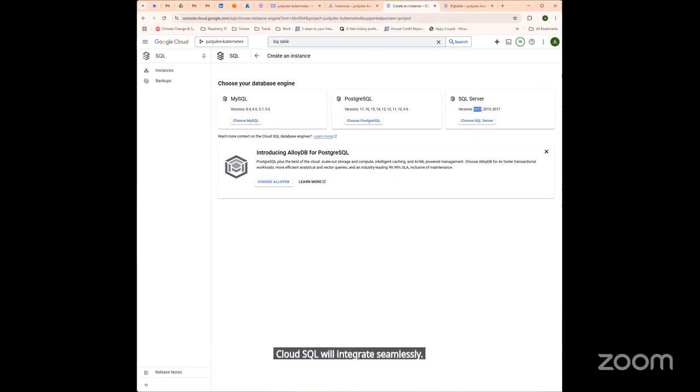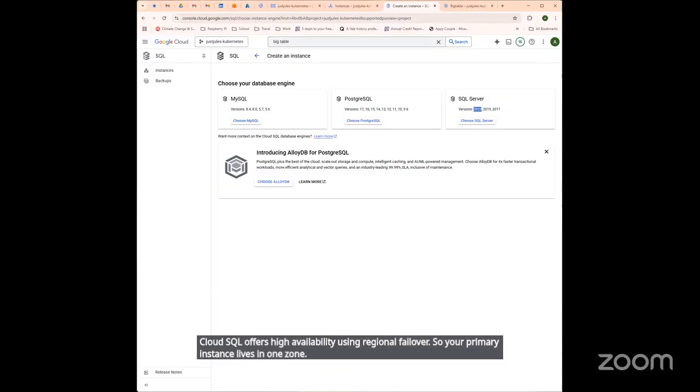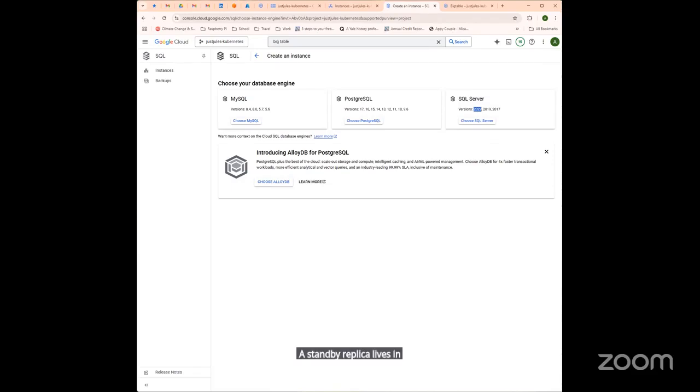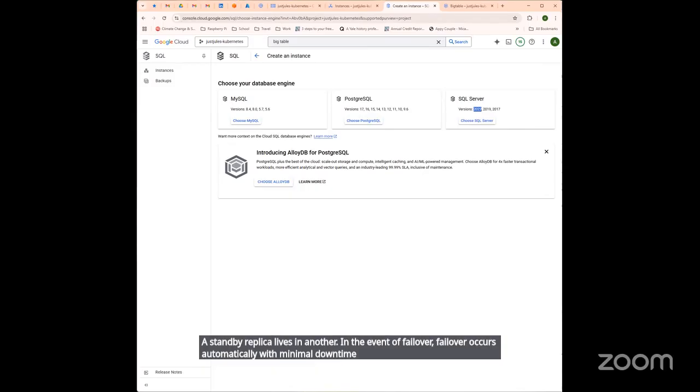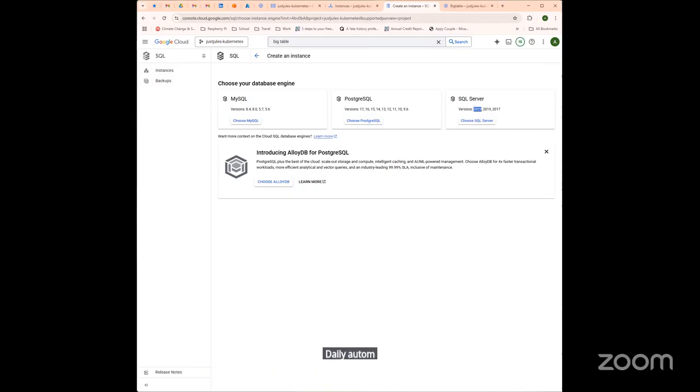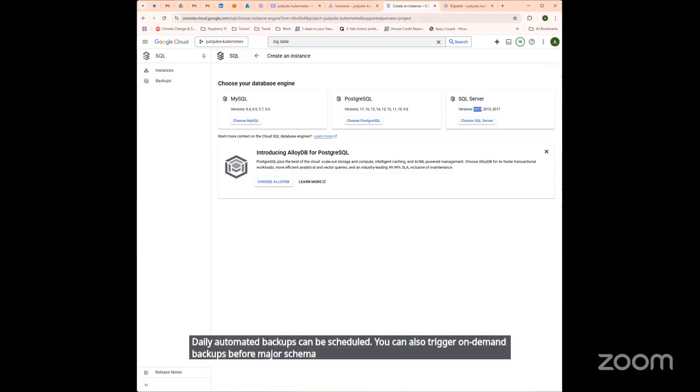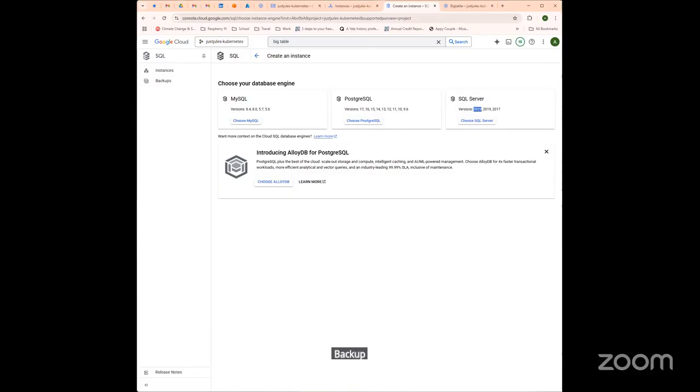Also, there's high availability and backups. Cloud SQL offers high availability using regional failover. So your primary instance lives in one zone, and a standby replica lives in another. In the event a failover occurs, it happens automatically with minimal downtime. Additionally, daily automated backups can be scheduled. You can also trigger on-demand backups before major schema changes. Backup retention periods are configurable depending on your needs.